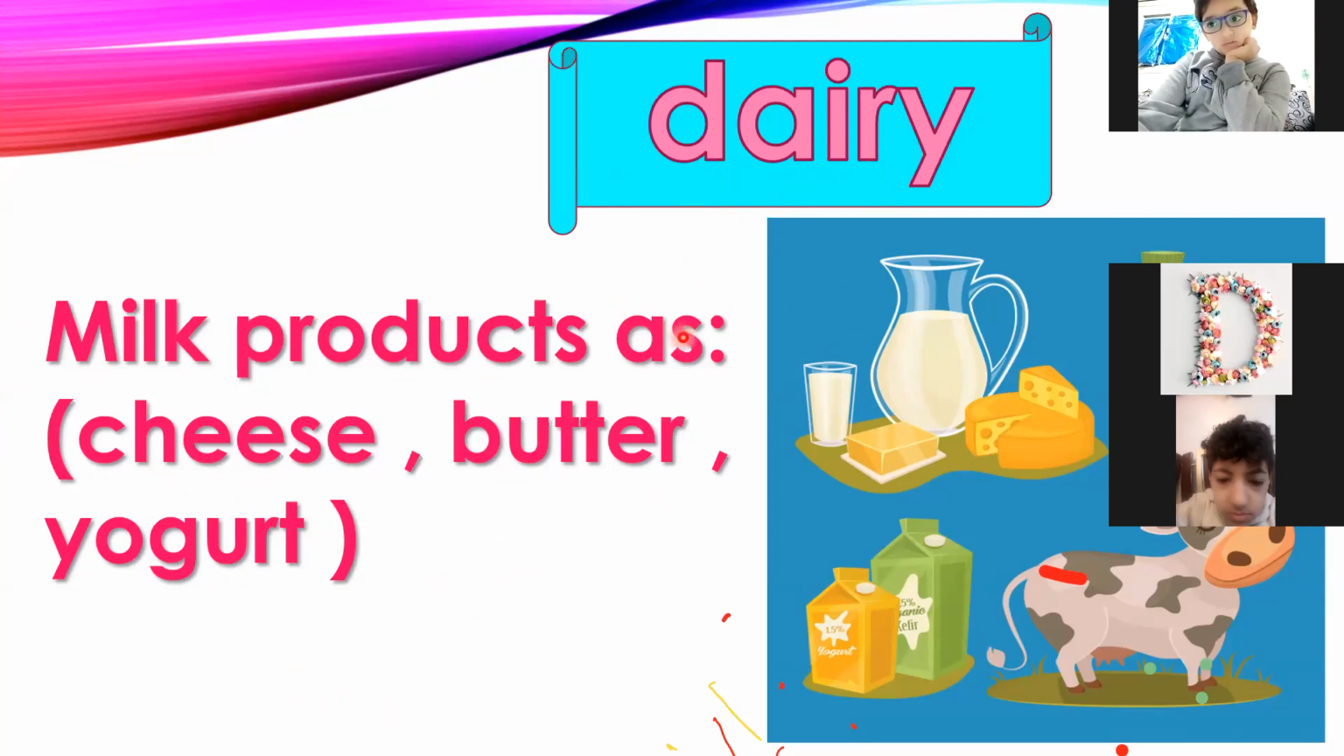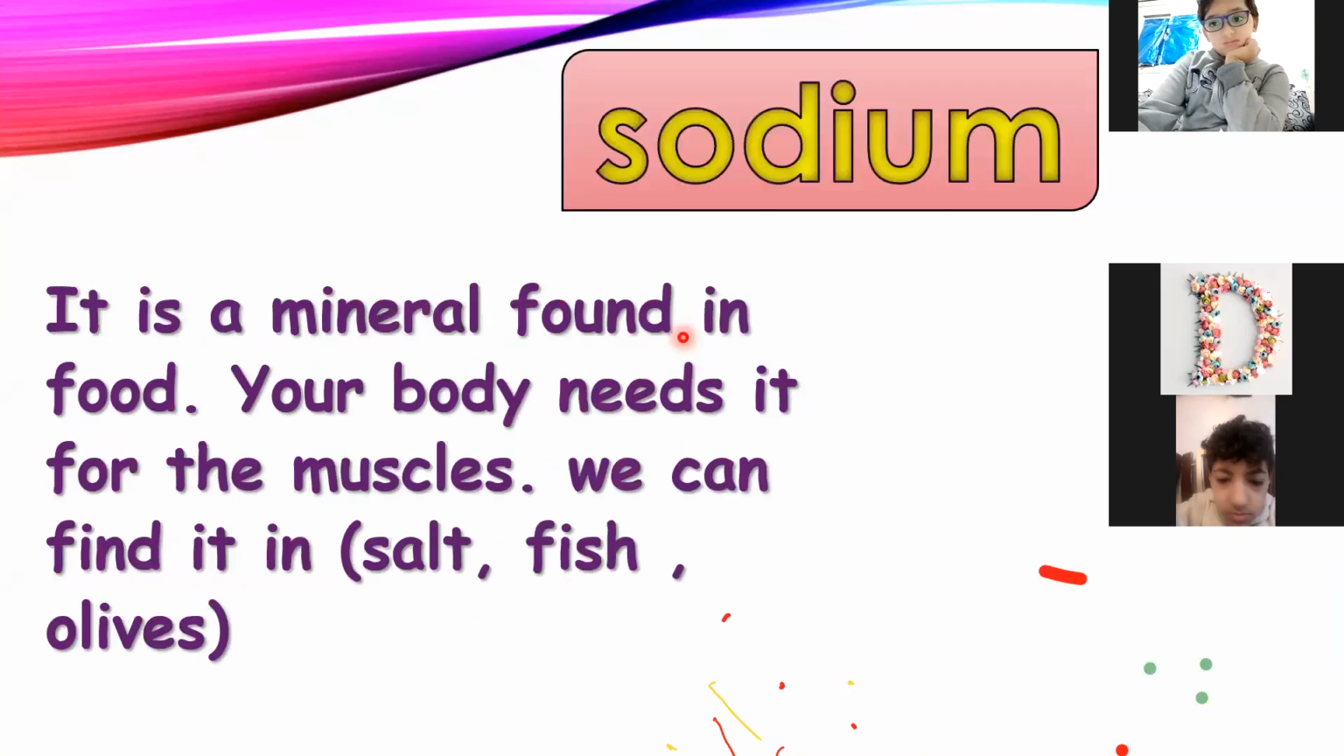Okay, let's see the next word. Sodium. Sodium means it is a mineral. Sodium is a mineral, and this is found in food. Your body needs this sodium for the muscles. So your body needs it for the muscles, and we can find it where?